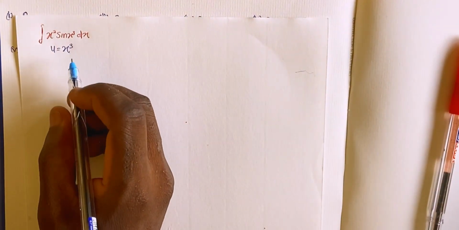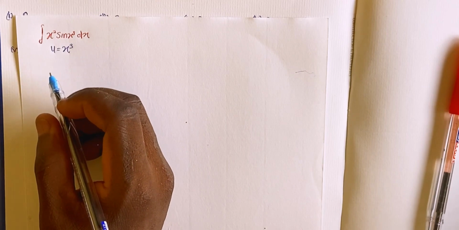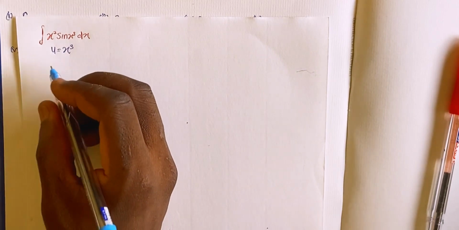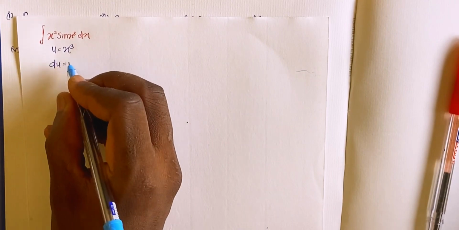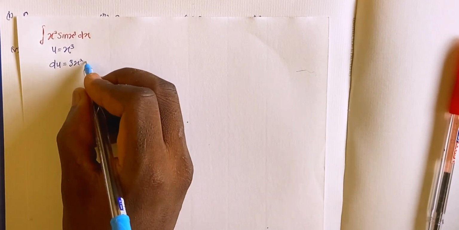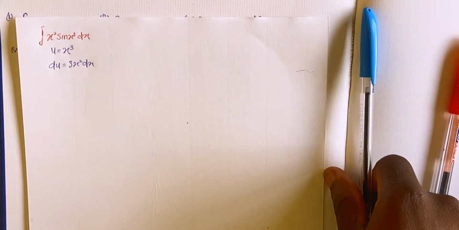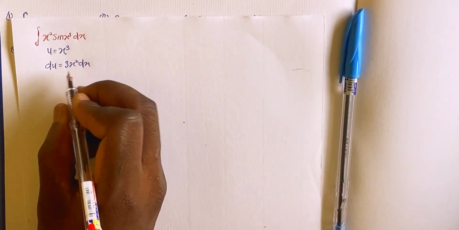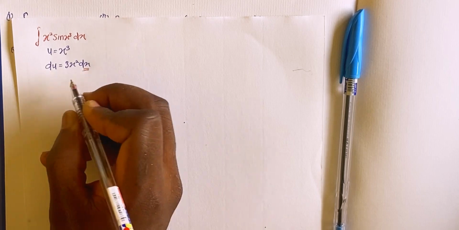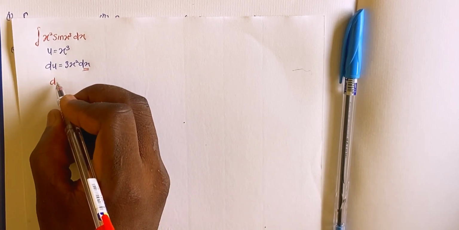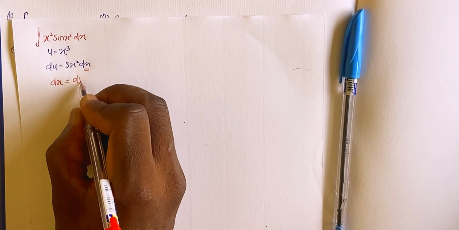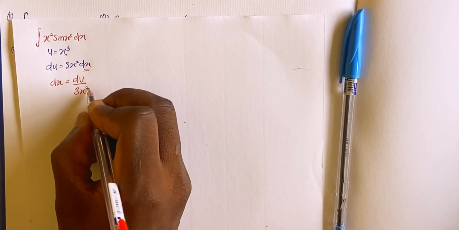Then if u equals x raised to power 3, I can find du. Find du, I'm going to have du equals 3x squared dx. That means I'm differentiating this. If you don't have the knowledge of differentiation, kindly pause this video and go and watch my previous video on general knowledge of differentiation. Now looking at this, I can make dx the subject of the formula, the subject of the relation. I'm going to have dx equals du over 3x squared.